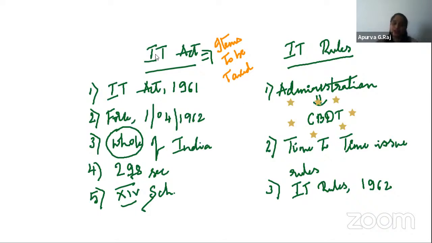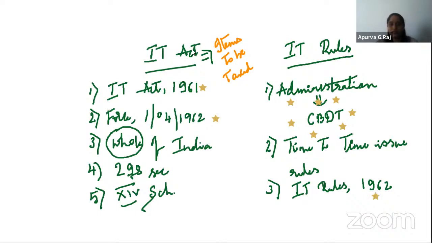One more MCQ question over here. When did the Income Tax Act come into force? But which is the act applicable? The act was drafted in 1961. That's why it is going to be the Income Tax Act 1961. Next, the rules which you're going to study are going to be the Income Tax Rules 1962.